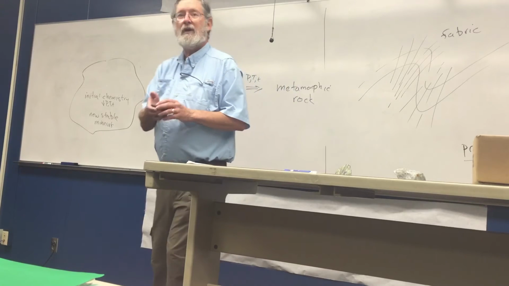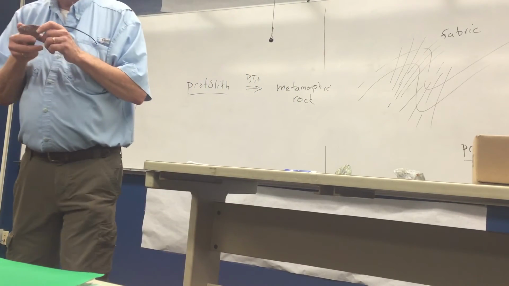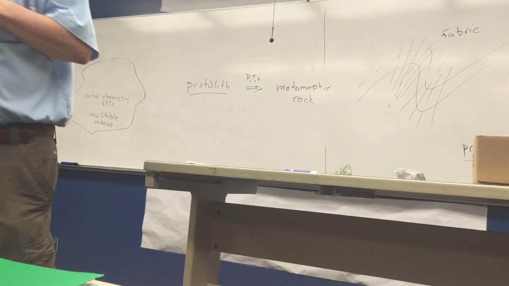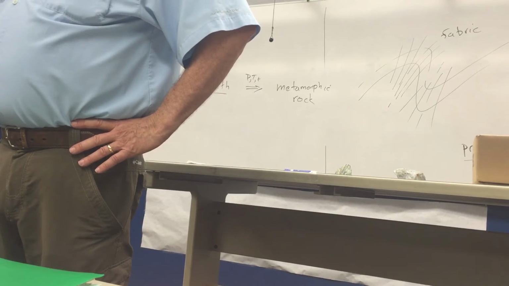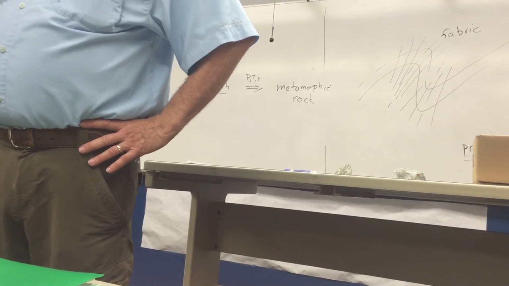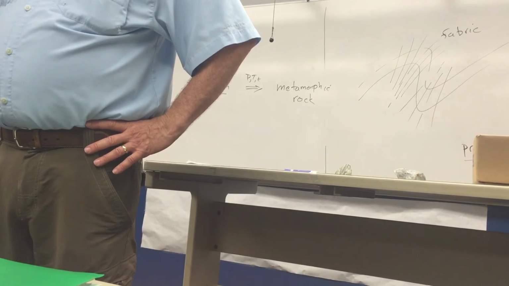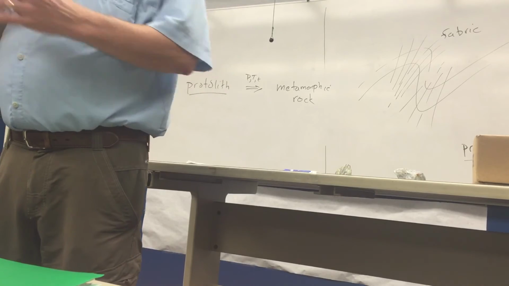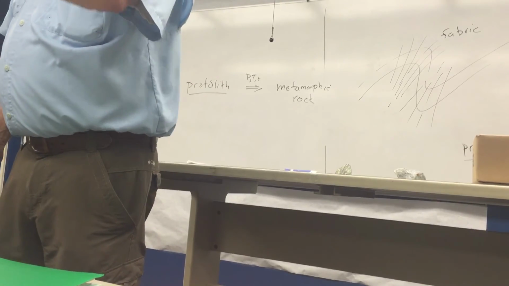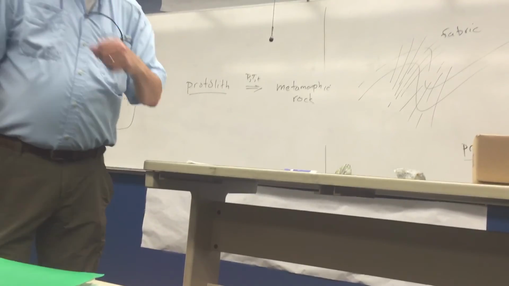If we look at this rock, this is part of the Baraboo quartzite, Baraboo syncline area. This is an extremely high-grade metamorphic rock. It looks like a sandstone because it started off as a quartz arenite and it's a quartzite. We didn't add anything, we just heated it.